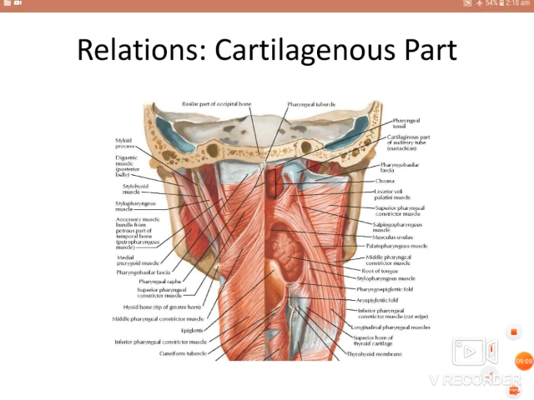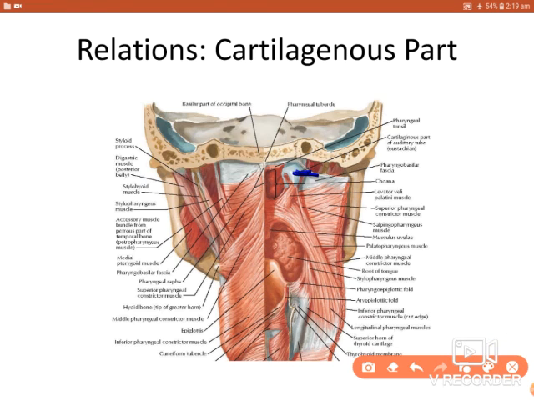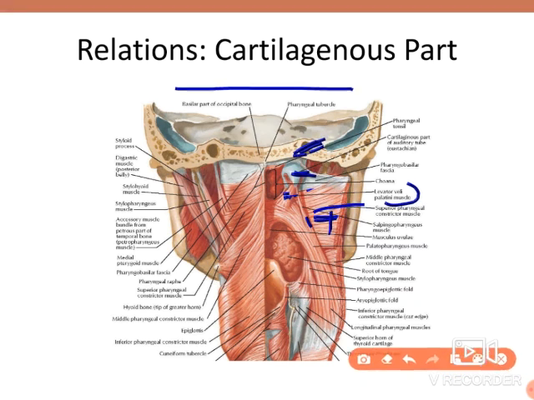Here this is the posterior view of the pharynx. This is the auditory tube. Then posteromedially you can see the levator veli palatini. See, this muscle is the levator veli palatini. This forms the posteromedial relation. Then above, we get the sulcus tubae, the groove, forming the superior relation. Then below, or inferior, we get the superior constrictor muscle. So this forms the relations of the cartilaginous part.